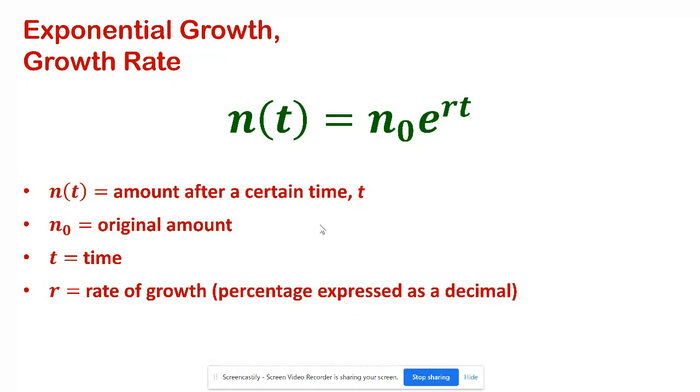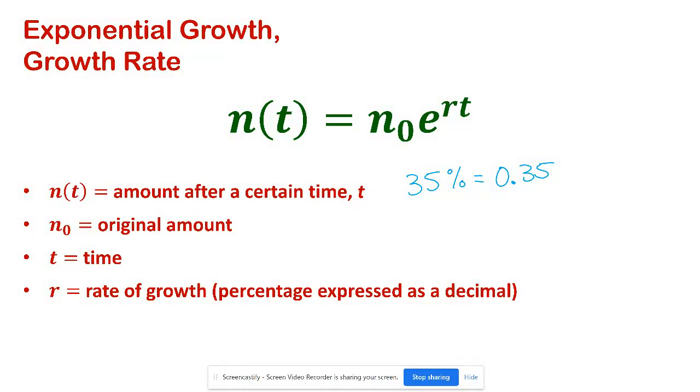So e is the number we're multiplying by, and our exponent is RT, rate times time. Just to make sure it's clear, time is the same as usual. Rate is a percent expressed as a decimal. So if you had a 35% growth rate, you would put that into the problem as 0.35. So that's how you would use the rate.